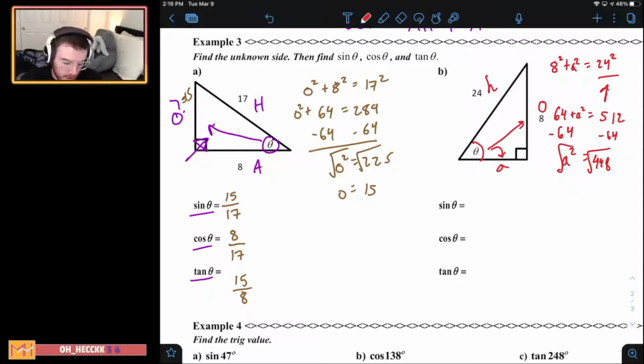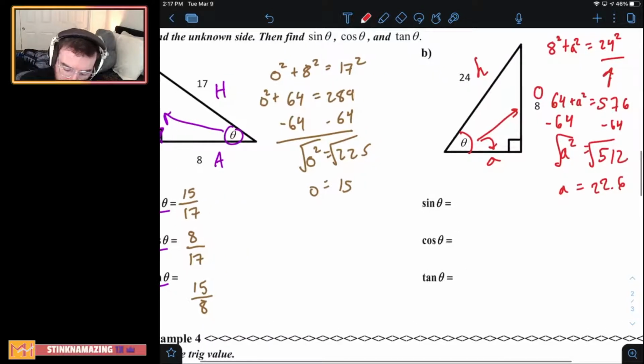Wait, sorry, what is 24 squared? Sorry, 24 squared is 576. My bad. And 576 minus 64 is 512. And then when you take the square root of 512, I think you still get a decimal. Yeah, you still get a decimal. We'll just leave it as a decimal. 22.6, okay? 22.6.